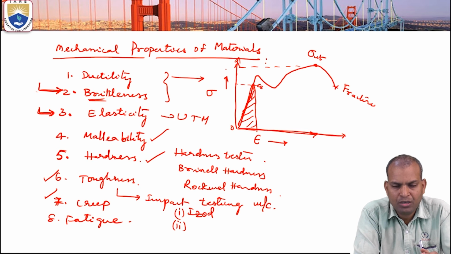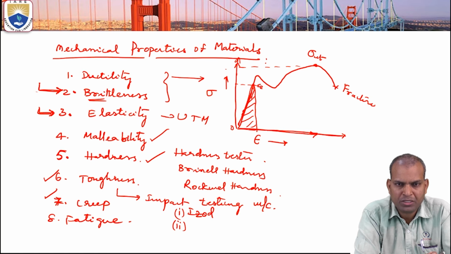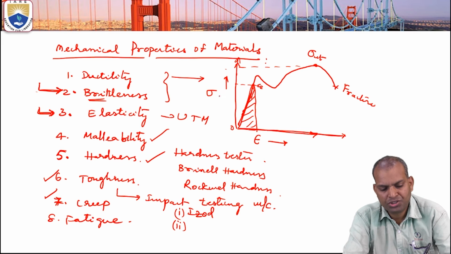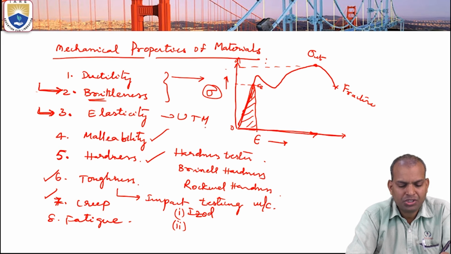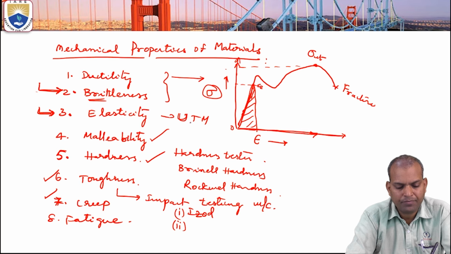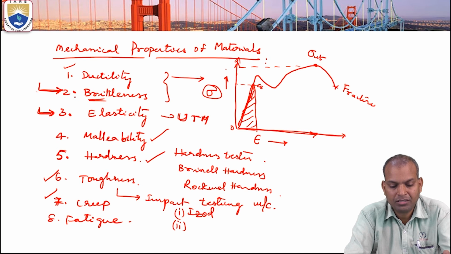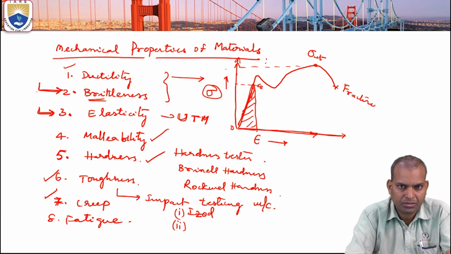and a tensile load is applied on the specimen, gradually increasing the load. Then we can observe the strain in proportion to the stress. The stress-strain diagram can be drawn by using a UTM, Universal Testing Machine. And ductility, brittleness and elasticity can be studied in this UTM.